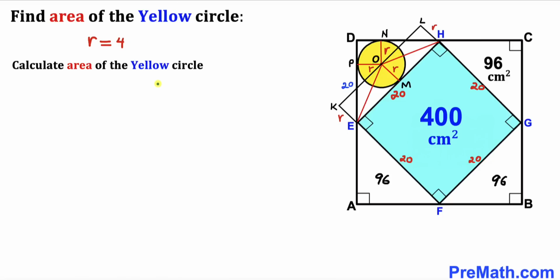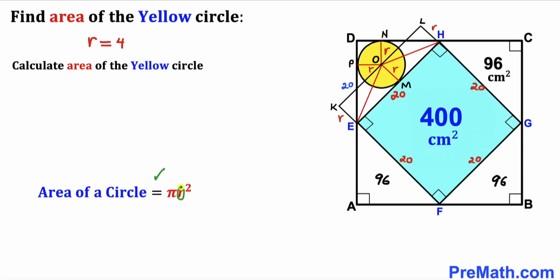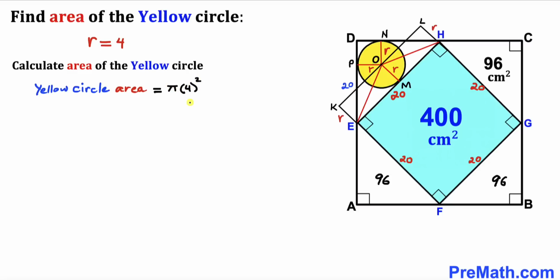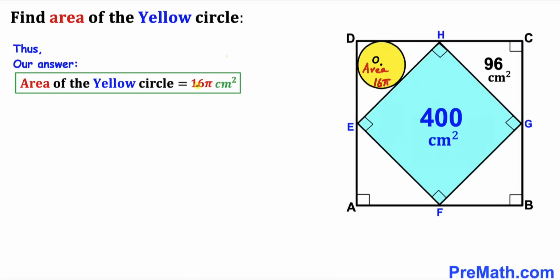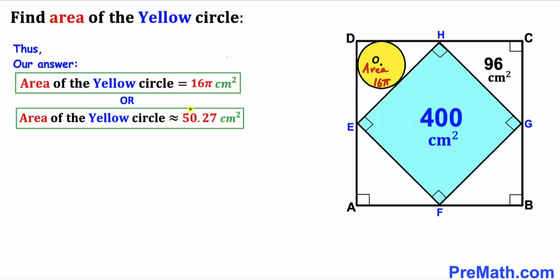And here's our final step. Let's go ahead and calculate the area of this yellow circle. And now let's recall the area of a circle formula. Area equals pi r square, where r is the radius. So our yellow circle area is going to be pi times r, in our case 4, whole square, and that is going to give us 16 pi centimeter square. So thus the area of this yellow circle turns out to be 16 pi centimeter square, and that is approximately equal to 50.27 centimeter square.